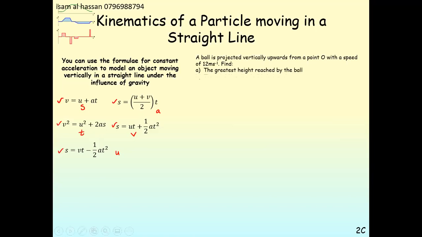Now a ball is projected vertically upwards from a point O with a speed 12. So the first thing is how we think about the question. That is your U, projected vertically upwards. So the journey is similar to that. Ground level, point O, as a speed. So U is equal to 12.